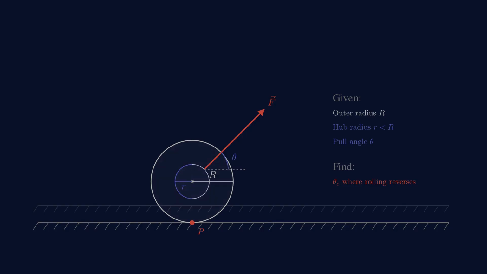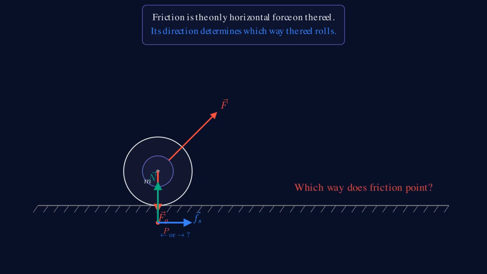Let's identify every force. Gravity pulls the reel down. The normal force pushes up. And at the contact point with the ground, there's static friction. That friction is the only horizontal force on the reel, so it alone decides which way the reel accelerates. But which way does friction point? That depends on the torques. This is where it gets interesting.